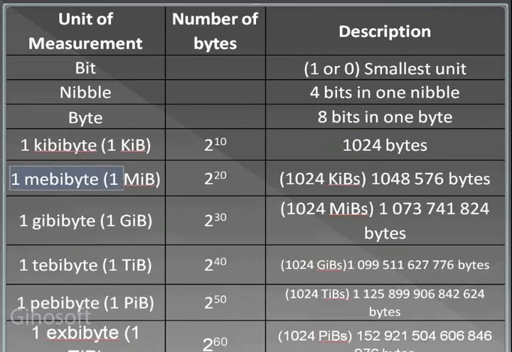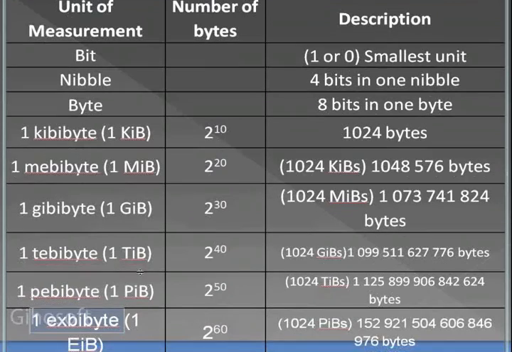1 mebibyte, previously it was megabyte, now it is mebibyte. It is 1024 kibibytes. 1 gibibyte is 1024 mebibytes. 1 tebibyte is 1024 gibibytes. 1 pebibyte is 1024 tebibytes, and the last unit which we have is 1 exbibyte, that is 1024 pebibytes.